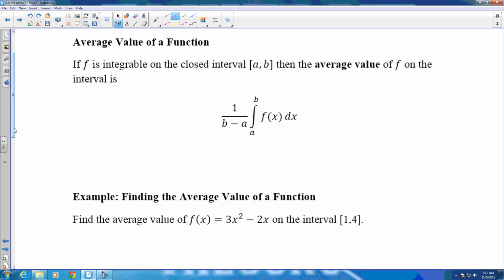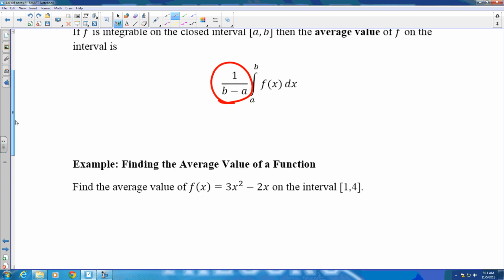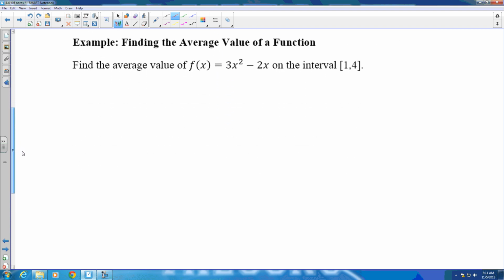The rule for finding an average value of a function is 1 over b minus a times the integral from a to b of f(x) dx. So it's the same thing, take the integral of f(x) dx, but the difference is we have to multiply by 1 over b minus a, which gives the average value on the interval. Okay, so let's go ahead and find the average value of this one. We're going from 1 to 4.